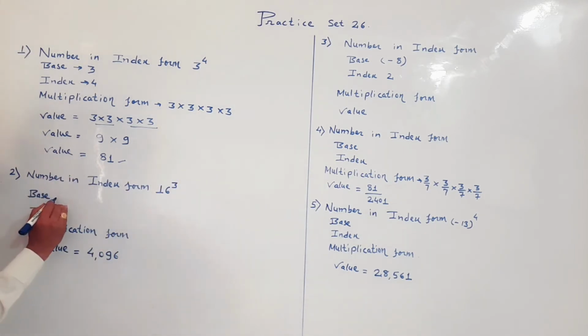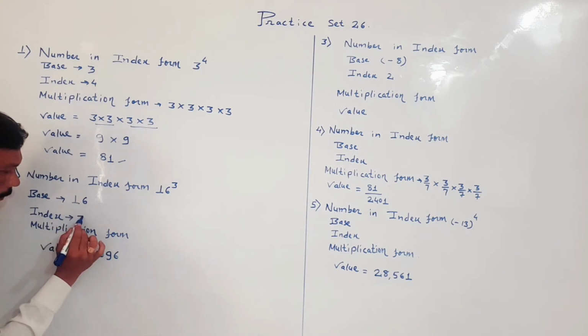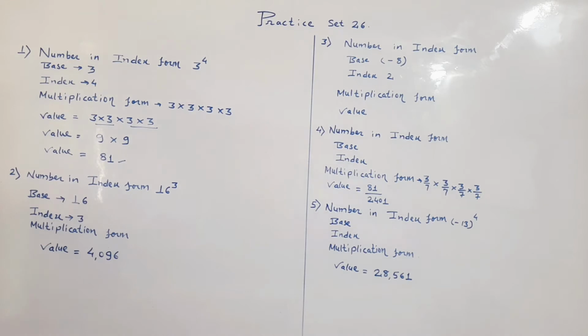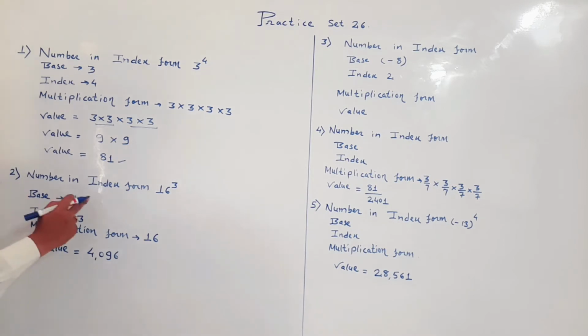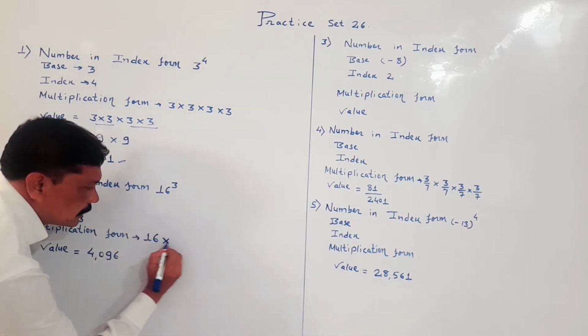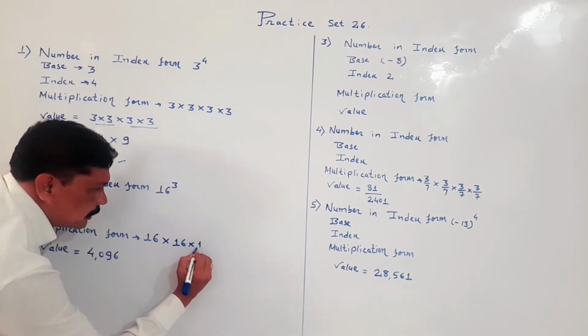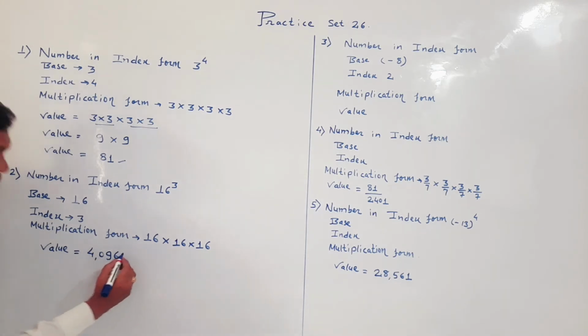My dear student, again the second number is given in the form of 16 raised to 3. So my dear student, here 16 is base and index is 3. We can write its multiplication form. We'll take base. What is base? 16. Index is 3. So we have to multiply 16 3 times. 16 into 16 into 16. And if we multiply 16 into 16 into 16, we will get the answer 4096.